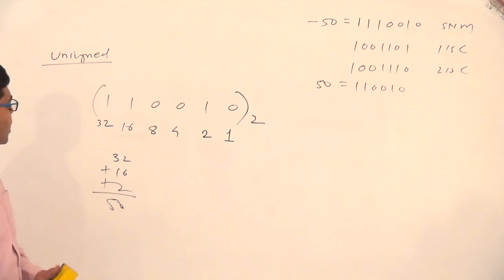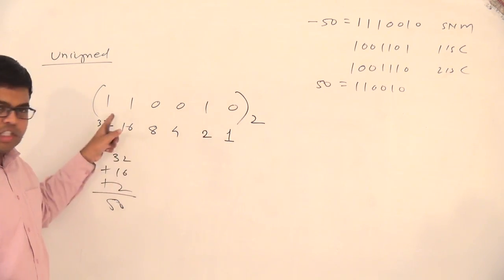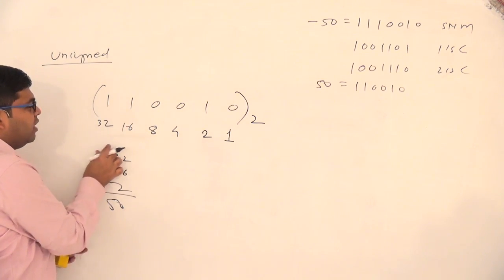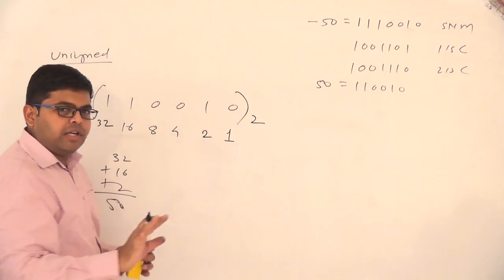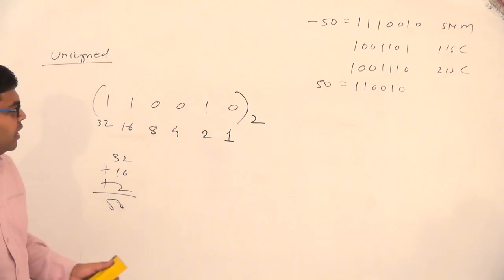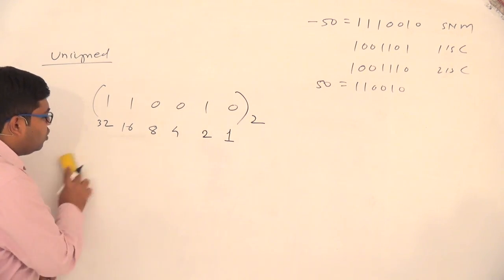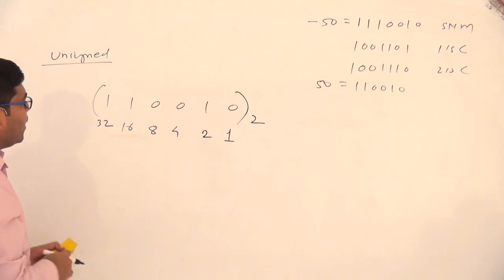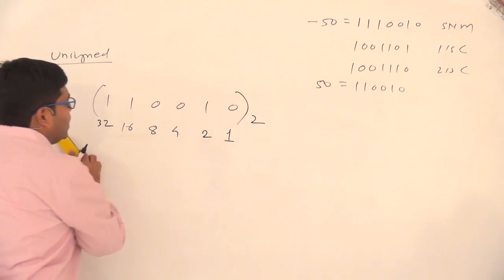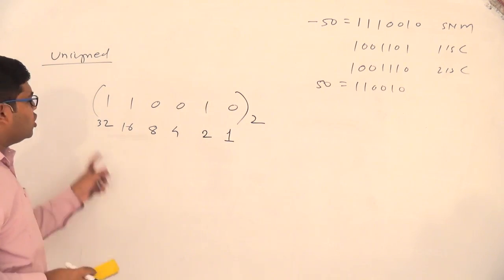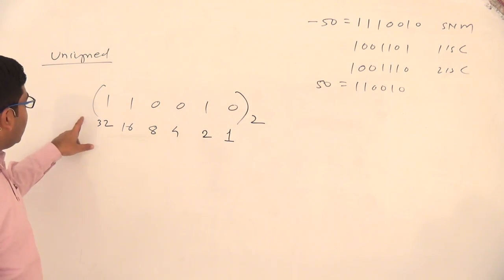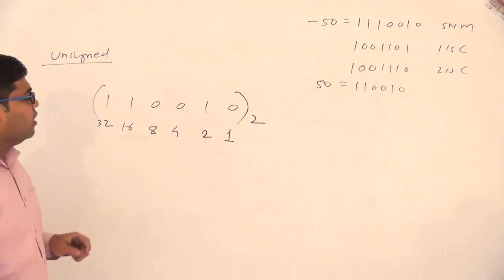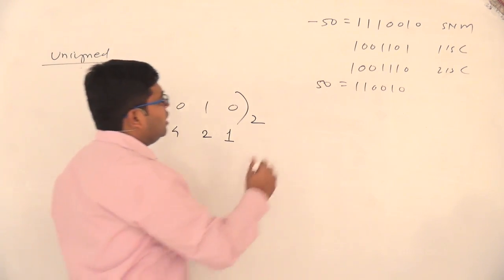So what I mean to say, every place will be having a corresponding place value. So the places where 1's are there will be added, and the places where 1's are absent, zeros are present, should be neglected, and this is how the value of any particular bit pattern can be calculated in unsigned. Okay. Then as far as other representations are concerned, now you should note the place values. The place values are 32, 16, 8, 4, 2 and 1. So this is unsigned representation, this one.